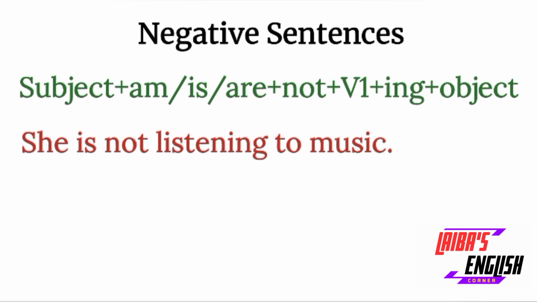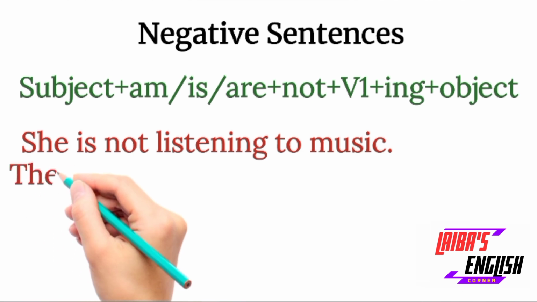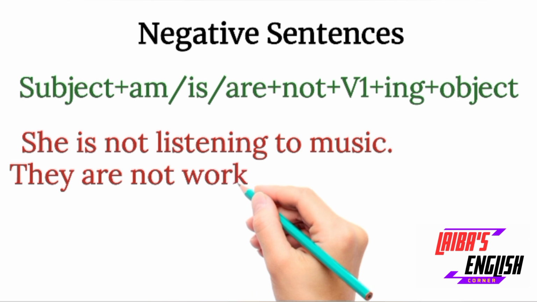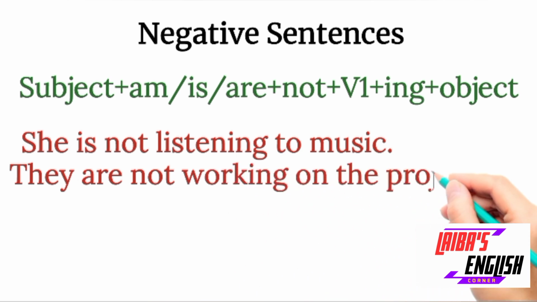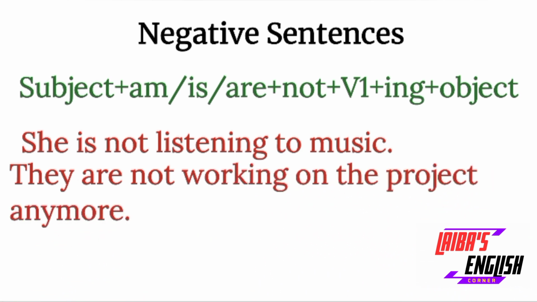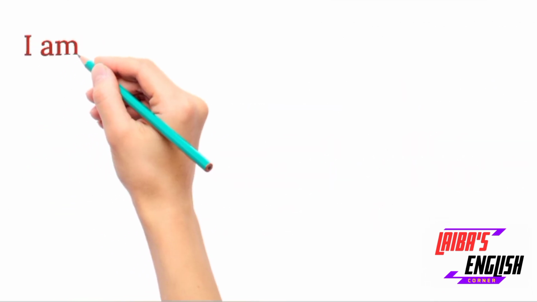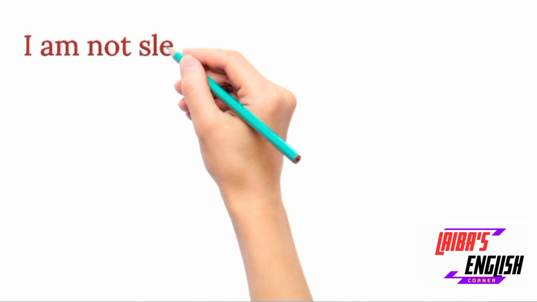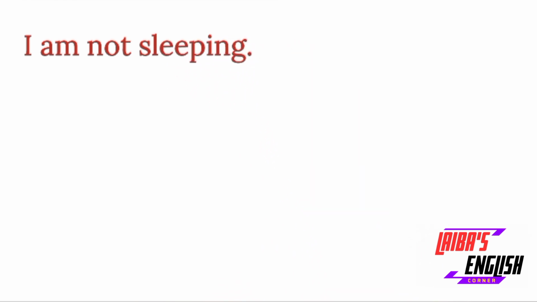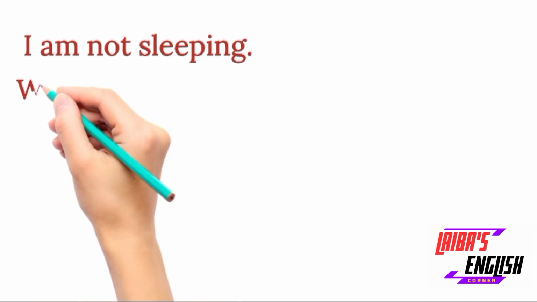By using the same structure, now we are going to make some sentences. For example, she is not listening to music. She is the subject. Is is used because we have already discussed that is is used with he, she, it or with a singular subject. Not is there because it is a negative sentence. Listening to music: listen plus ing plus an object, which is music. They are not working on the project anymore. These are some examples of negative sentences. You have to keep the structure in mind, and by using the structure, you have to practice different sentences. When you practice, the tenses will be perfect.